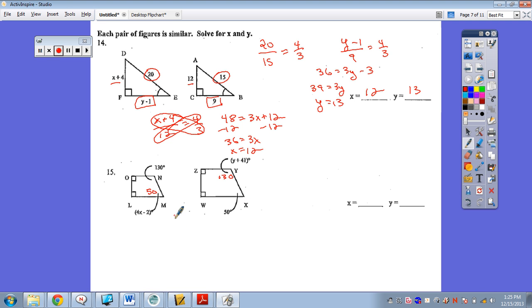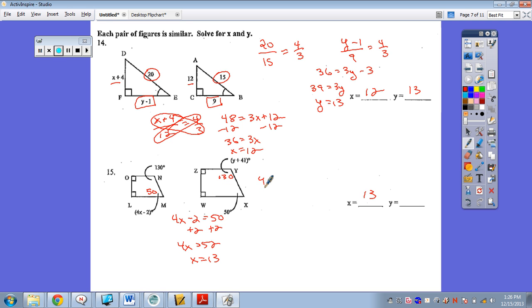Now to solve for x, since I know that m is 50, I'm going to set 4x minus 2 equal to 50. Add 2 to both sides. 4x is equal to 52. You take 52 and divide by 4, you get x is 13. So you're not setting up a proportion when you're dealing with the angles, because the angles in each shape are congruent. You only set up a proportion when you're talking about the sides.